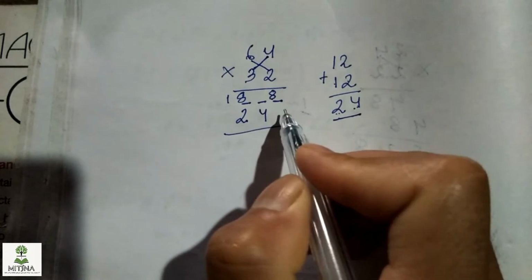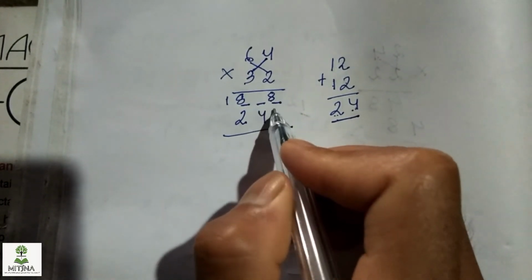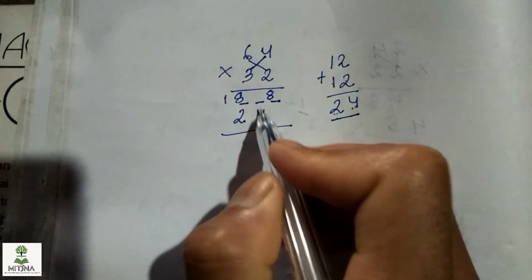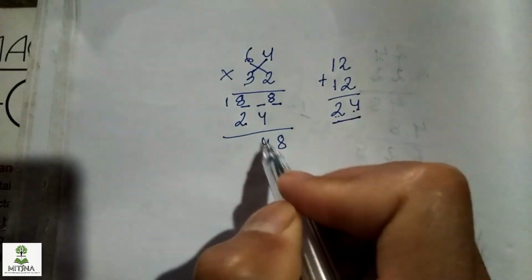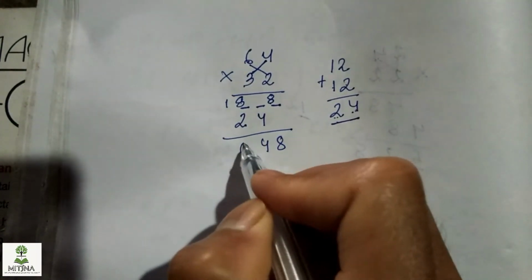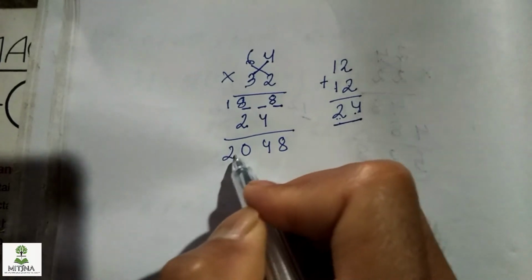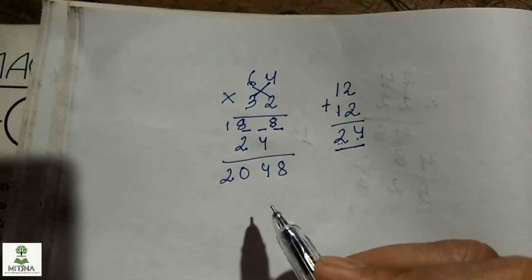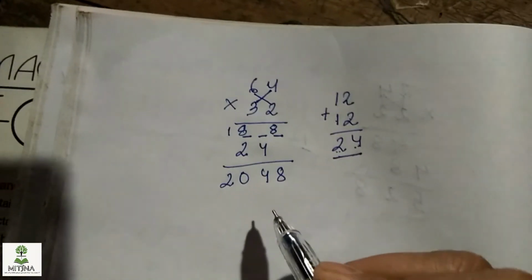So after this, we have to add the numbers. Here, add 8. There's no number here. 4. 8 plus 2, 10. 1 in hand. 1 plus 1, 2. So the answer is 2048.